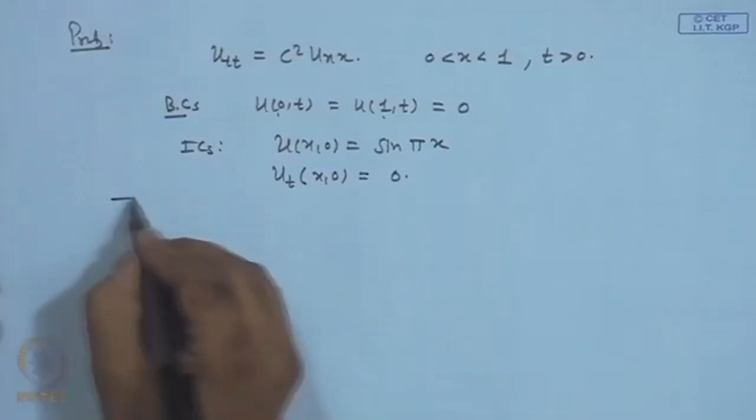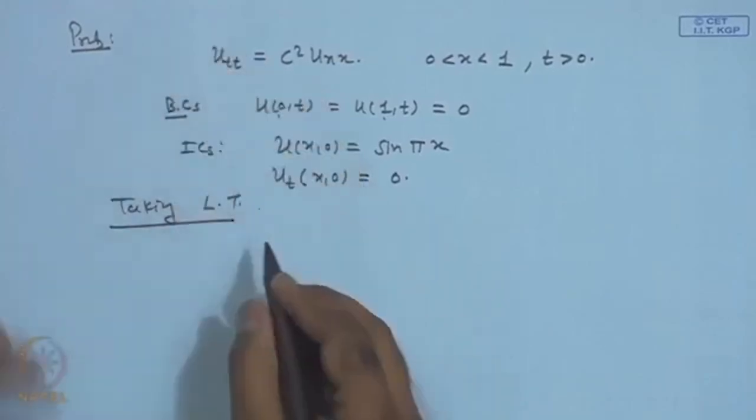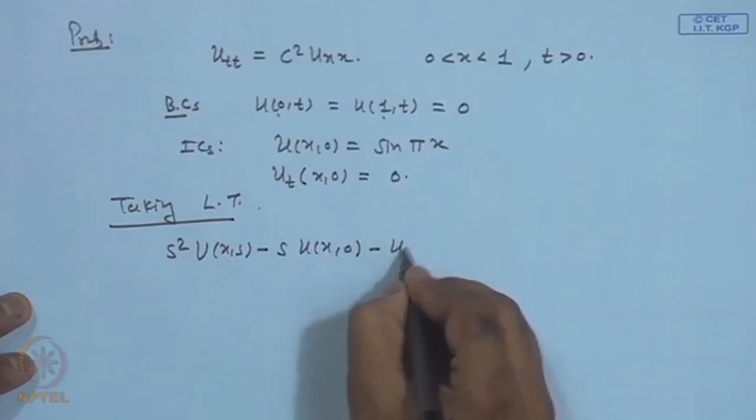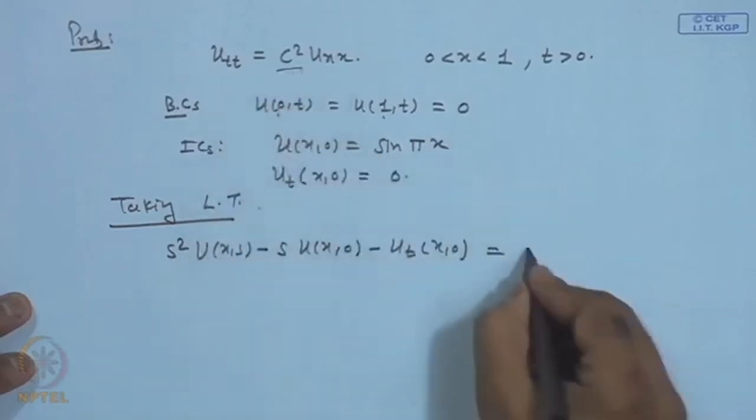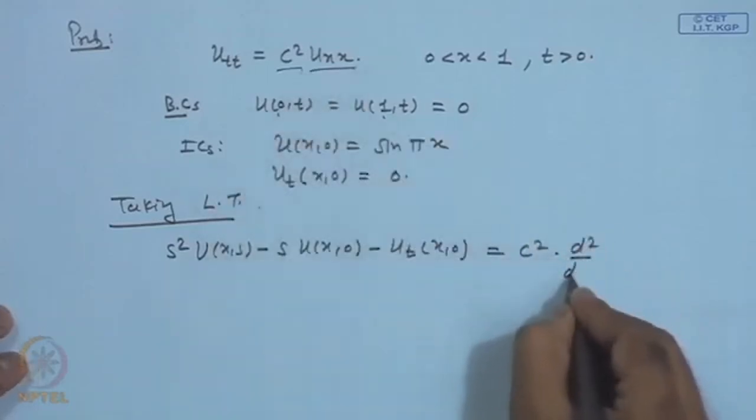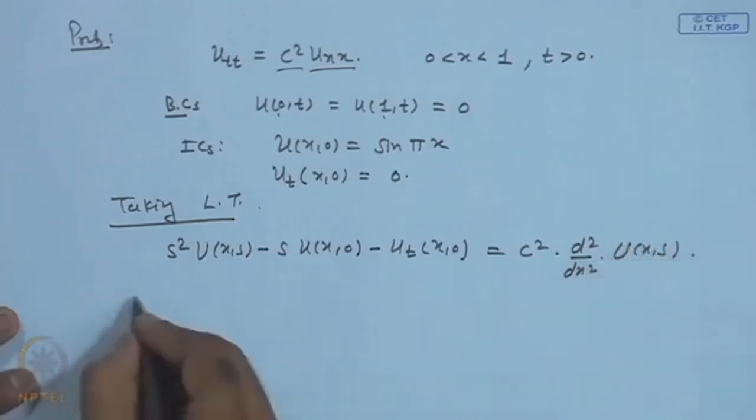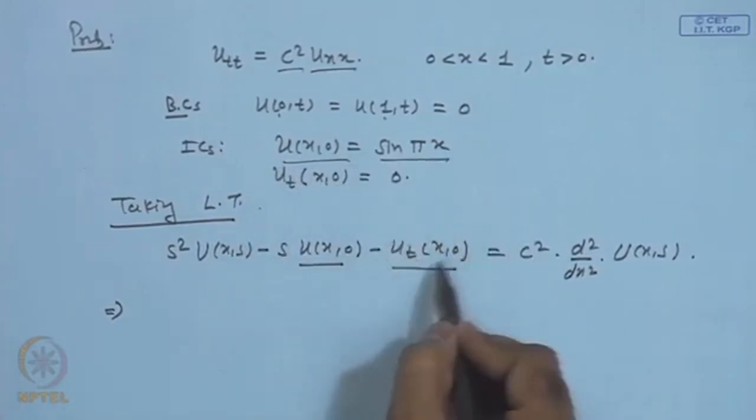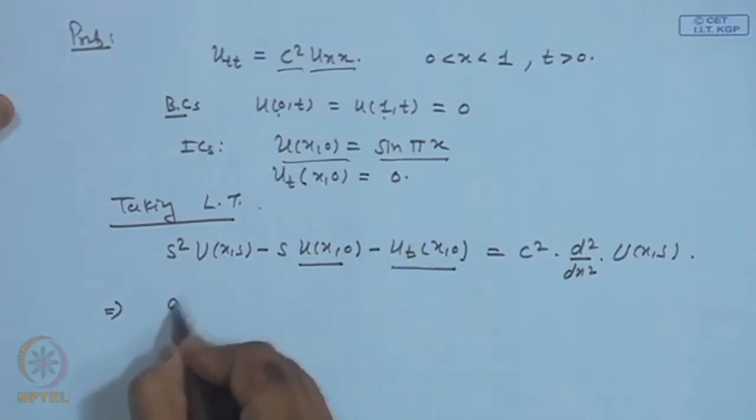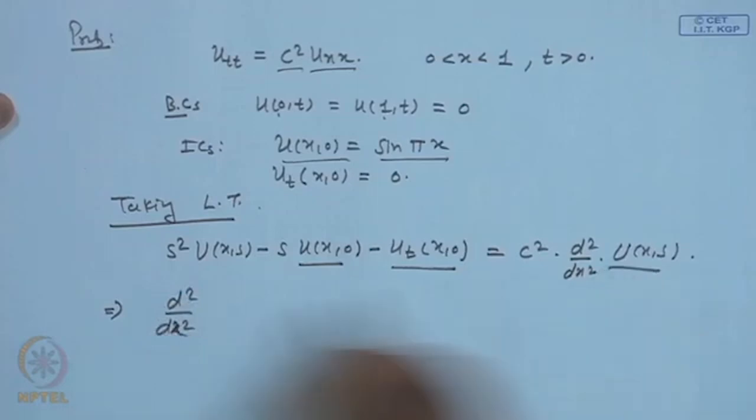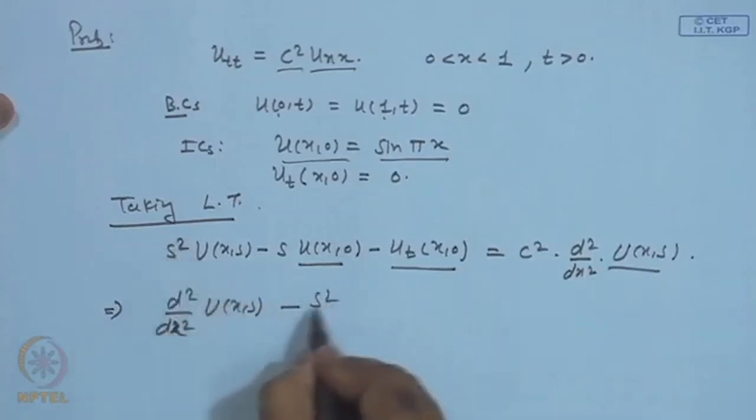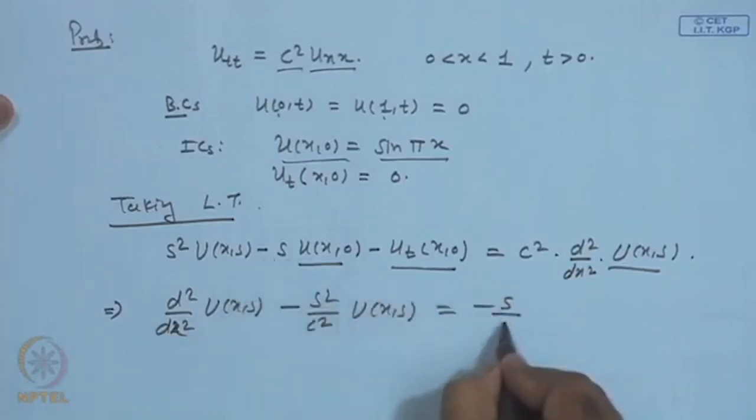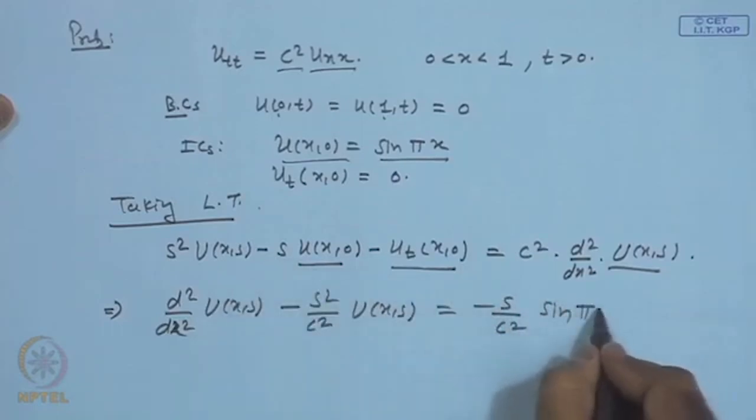So we take the Laplace transform. Taking the Laplace transform of the equation, we will get s square U(x,s) minus s u(x,0) minus u_t(x,0) is equal to c square times the Laplace transform of u_xx, d2 over dx square of U(x,s). Here u(x,0) is sin pi x and u_t(x,0) is 0, so we get the 0 term. So we have d2 over dx square of U(x,s) minus s square over c square U(x,s) equals minus s over c square times sin pi x, the initial condition.